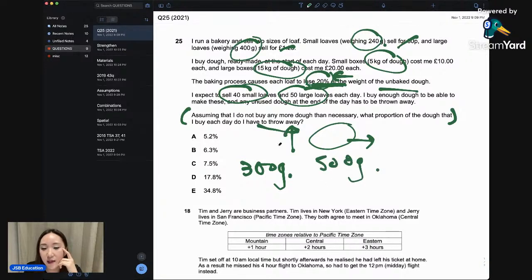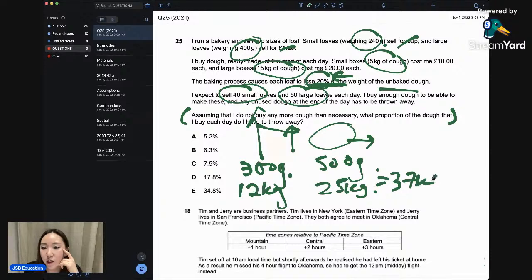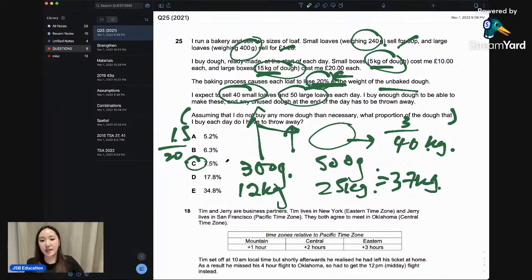We then want to multiply that up. So 40 small loaves at 300 grams means 12 kilograms of dough is used. 500 grams for 50 loaves is 25 kilograms. So we're looking at a total of 37 kilograms. We can't buy it in this exact amount, so we would have to do 2 of these and 2 of these. That would give us 40. So essentially we are throwing away 3 over 40. It's a bit of a gross calculation, so I'd simplify that a bit and say that is 1.5 over 20. Then times that by 5 to give 7.5 as the final percentage.